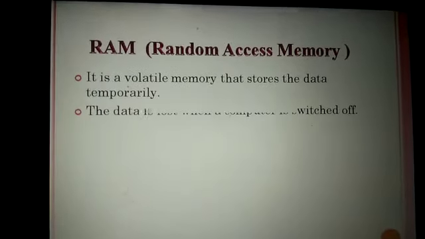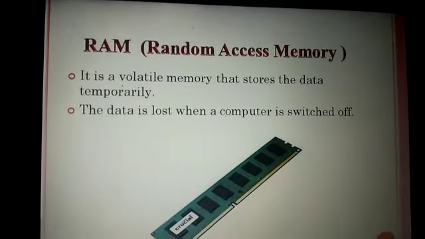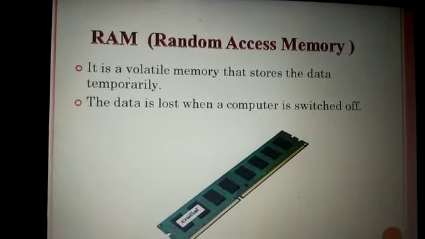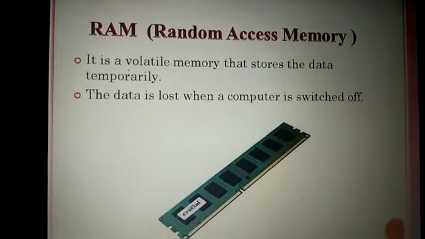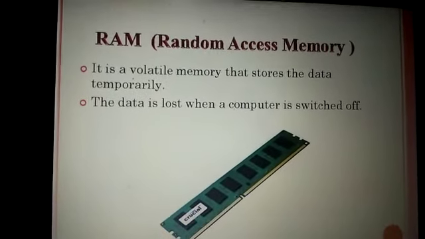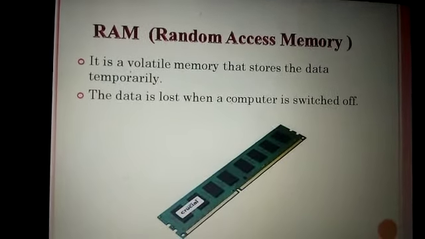Then RAM. The full form of RAM is random access memory. It is a volatile memory that stores the data temporarily only. The data is lost when a computer is switched off. So when we switch off our computer, all our data is lost.